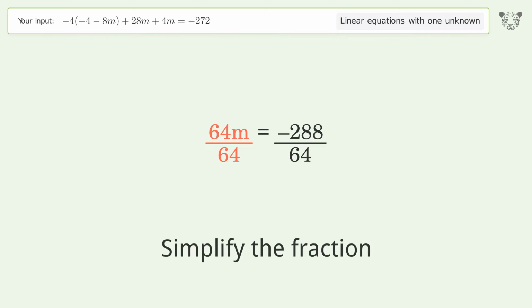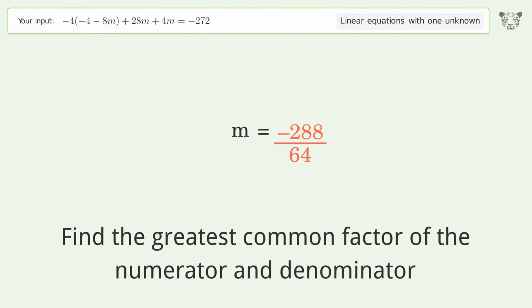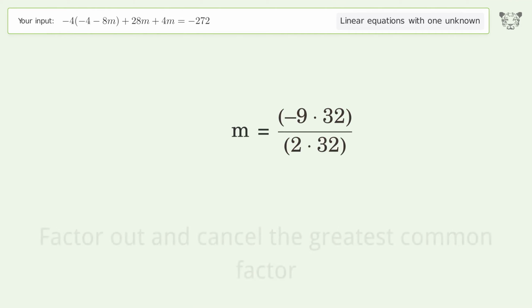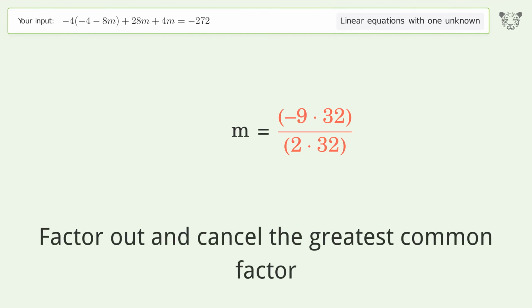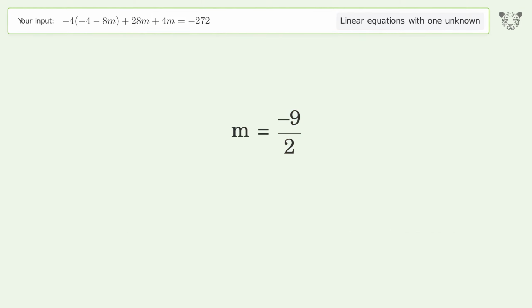Simplify the fraction. Find the greatest common factor of the numerator and denominator. Factor out and cancel the greatest common factor. And so the final result is m equals -9/2.